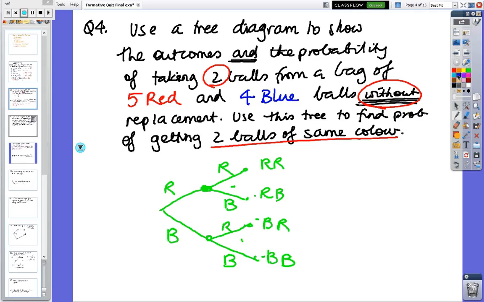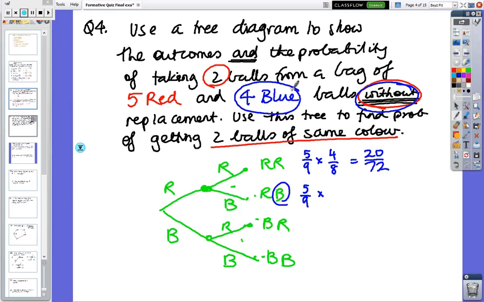Okay, so a chance of being a red is 5 out of 9, but when you're without replacement, the next one will be 4 out of 8, which is 20 over 72. I won't cancel down at this stage. A red is 5 over 9, but the blue, there's still 4 blues left. But there's only 8 balls left, so that's 20 out of 72.